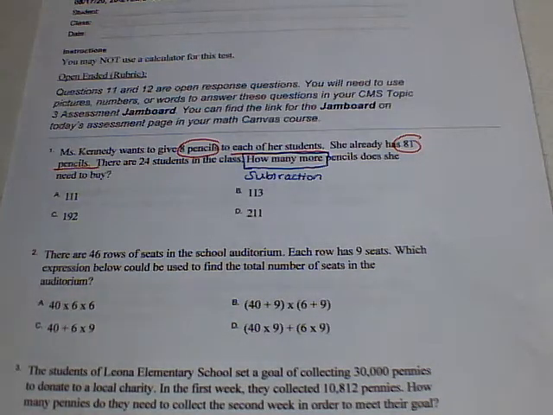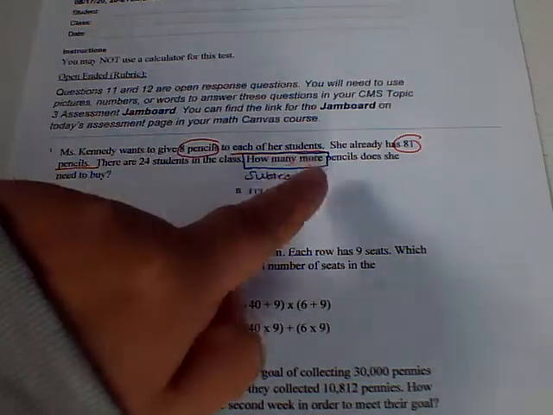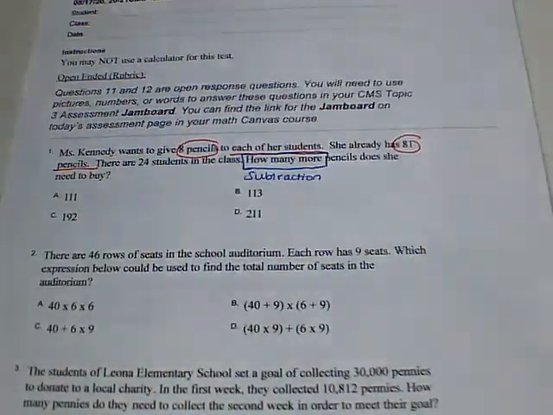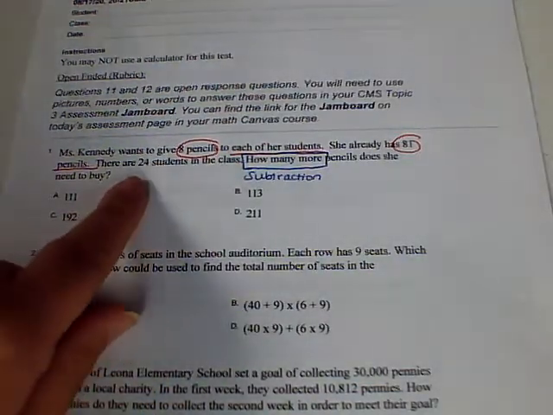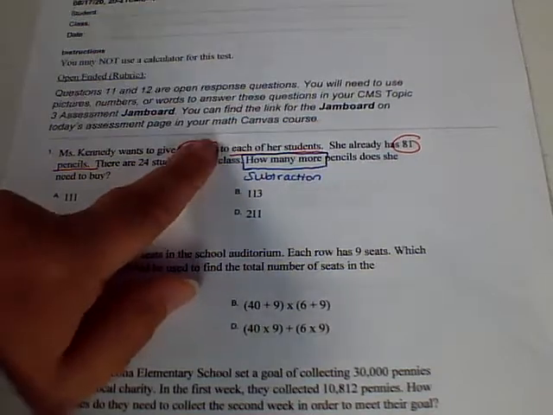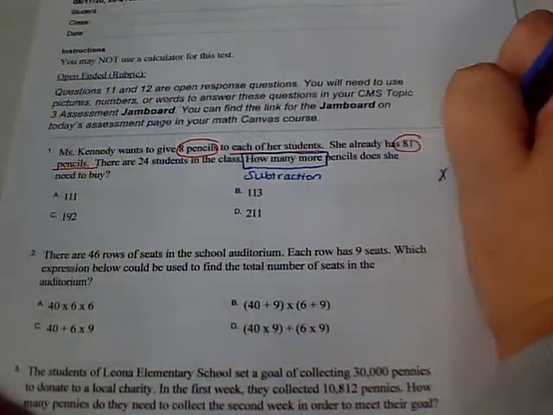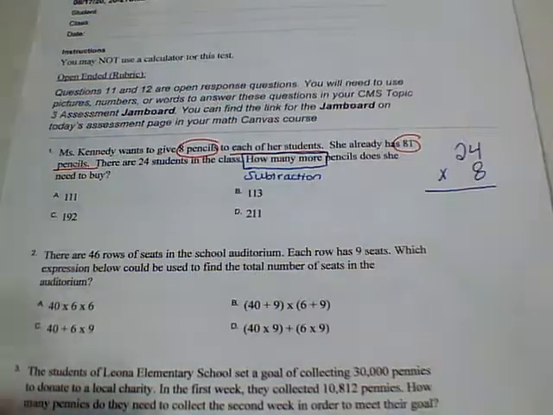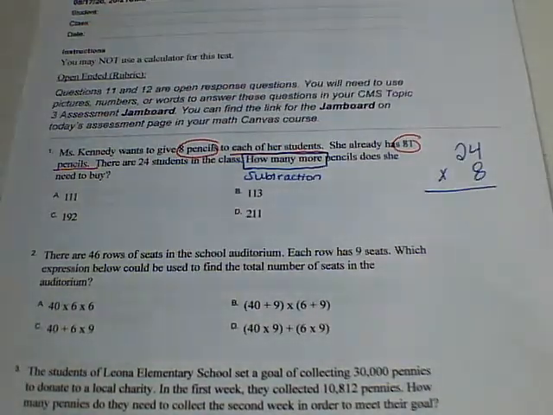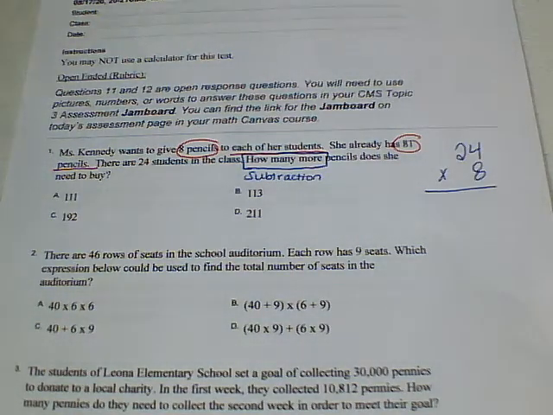First, we have to figure out how many pencils she's going to need to ensure that every single student has 8 pencils. So, she has 24 students. Every single student's going to get 8 pencils. So that's 24 times 8. Now remember, you can do this partial product, or you could do the standard algorithm for multiplication. Either way is fine, you decide.